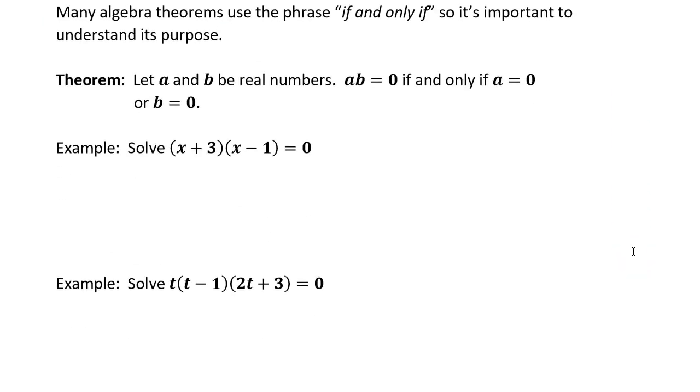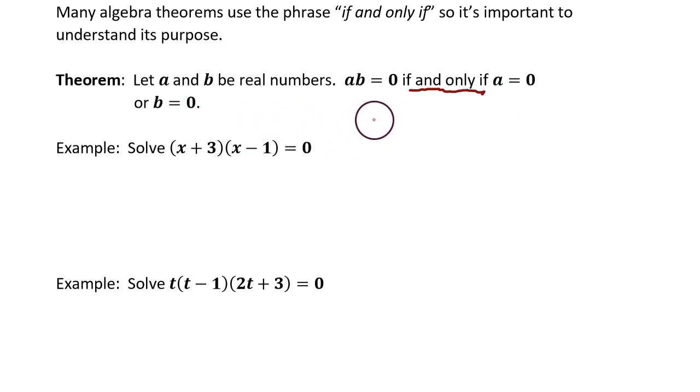Here's an example of a theorem that does that. Let a and b be real numbers. A times b equals 0 if and only if a equals 0 or b equals 0. Because of that phrase, "if and only if," in the middle of the sentence, this theorem is true in both directions. What I mean by that is, if we have two numbers multiplied together and we know the answer is 0, we can conclude that the first number is 0 or the second number is 0. But the theorem works in reverse.